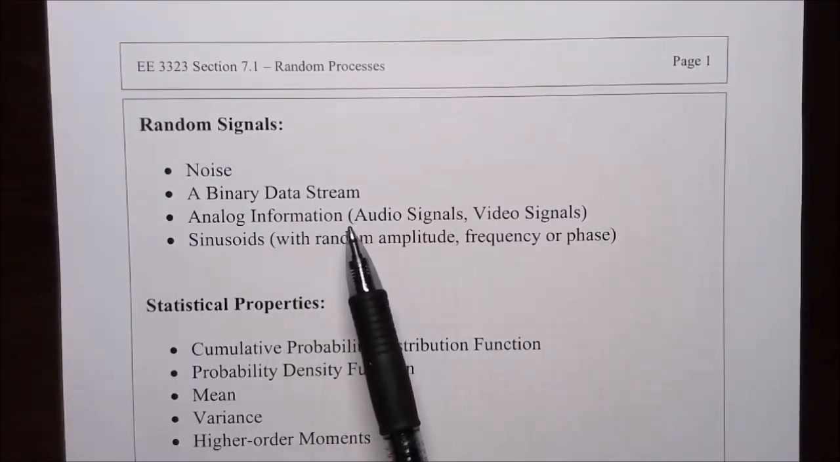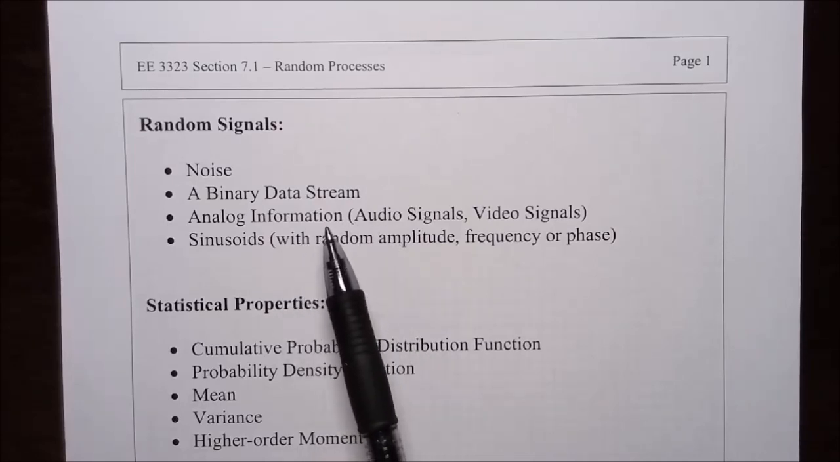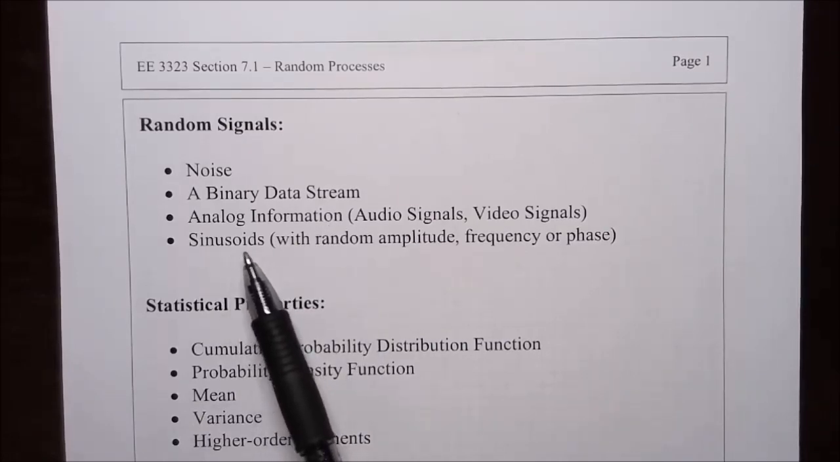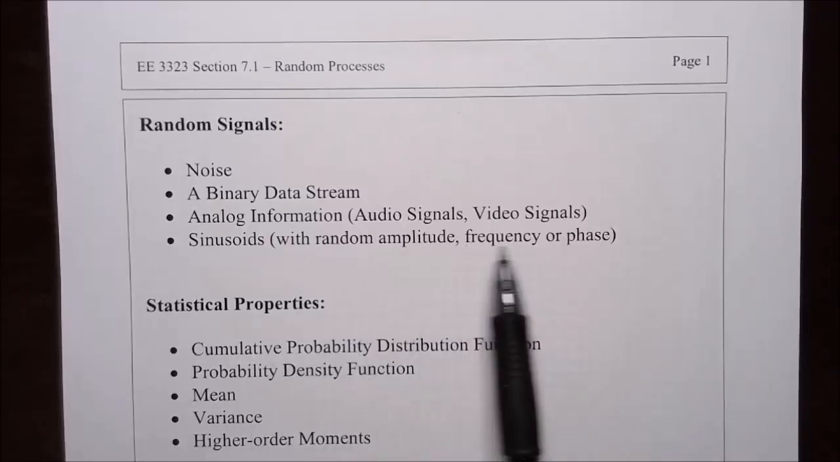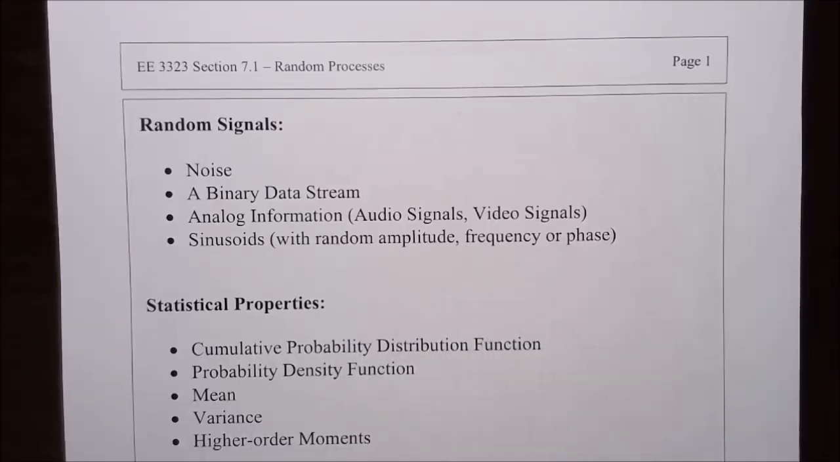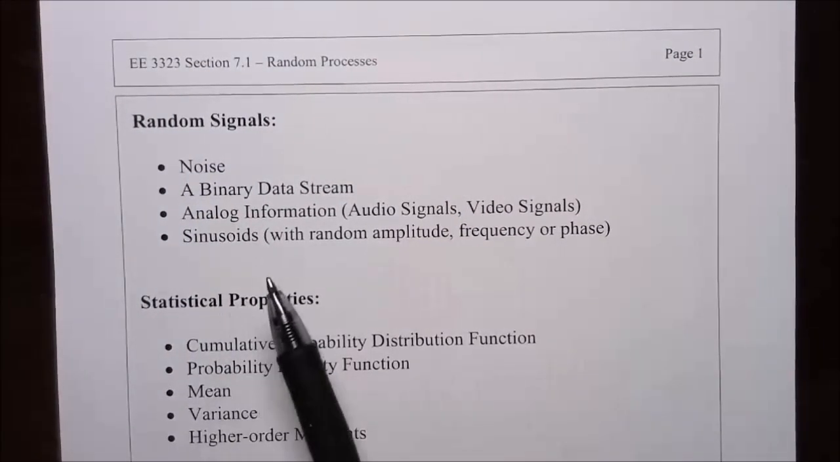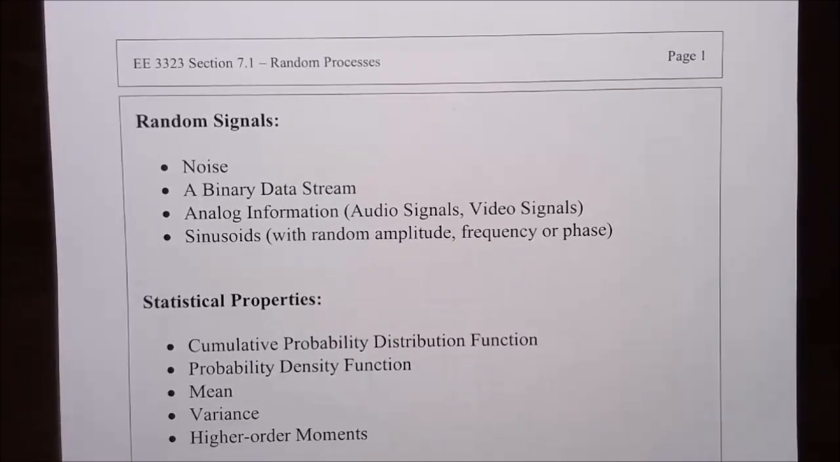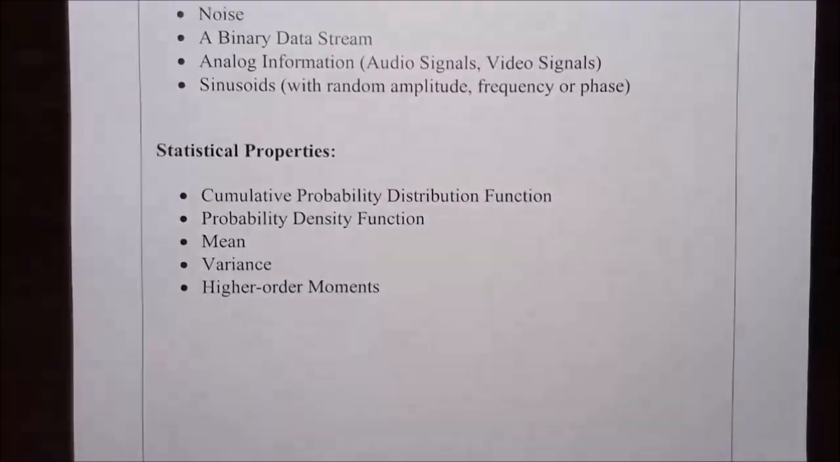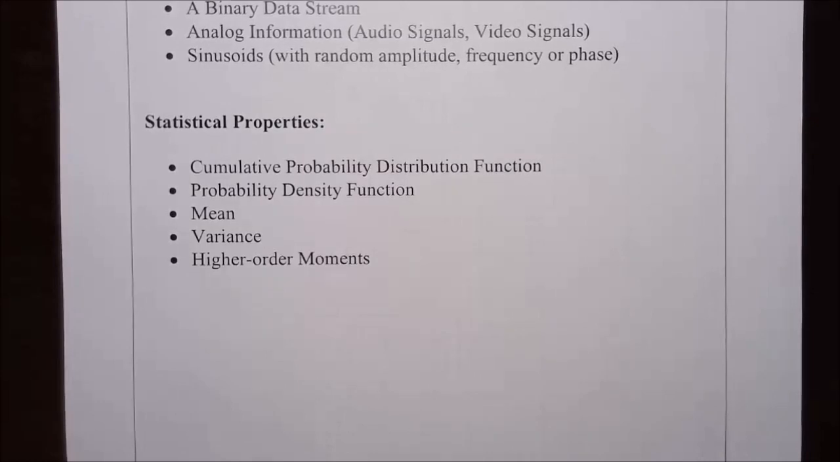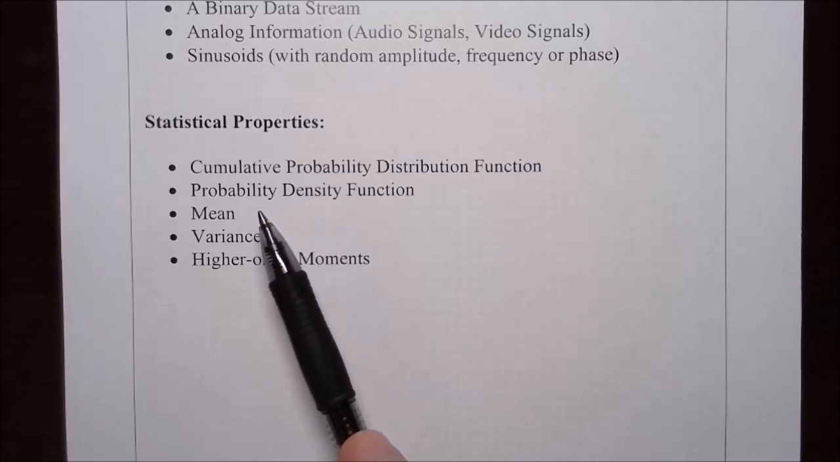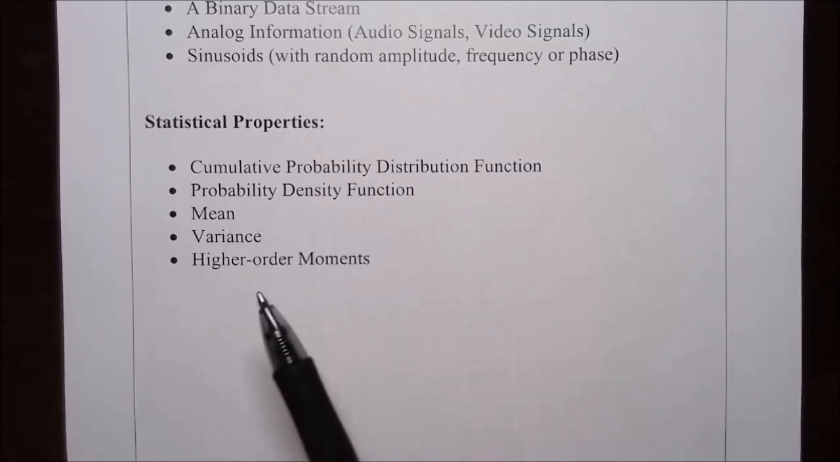An information signal like an audio signal or a video signal can be considered as a random signal, and you could even consider some sinusoids random if they have a random amplitude, a random frequency, or a random phase. Now, the primary characteristic of a random signal is you cannot write a specific equation for a signal like noise. So the best we can do is to look at its statistical properties, such as its probability distribution function, or more useful will be the probability density function.